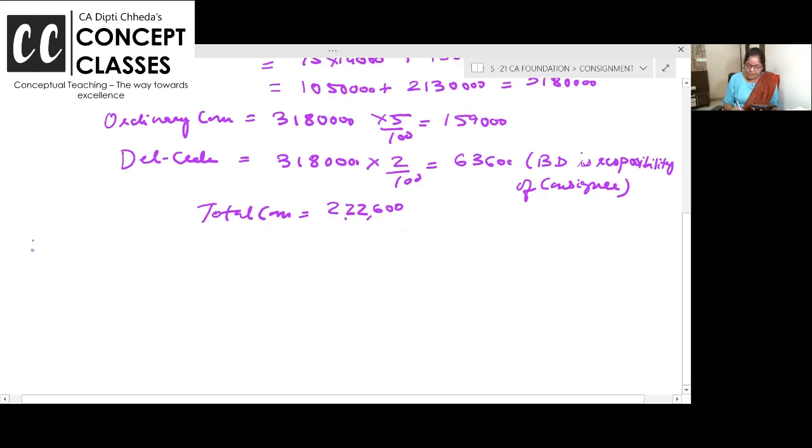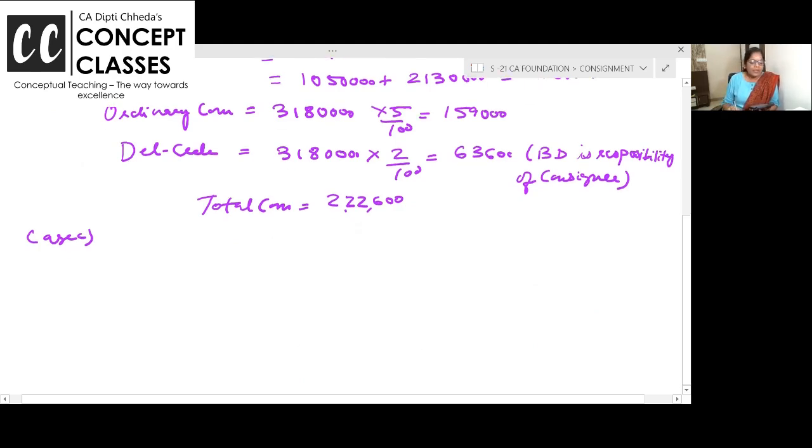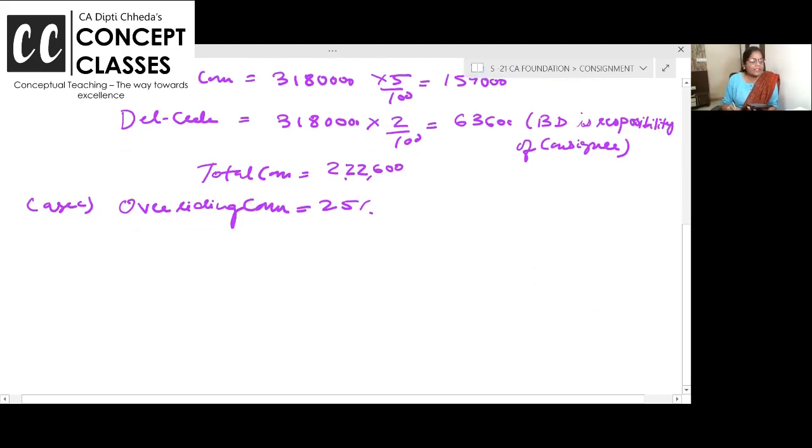Clear? Chalo, let us take case C. Y was entitled to ordinary commission, del credere commission, and overriding commission on 25% surplus. So these two commissions are ready. We will calculate overriding commission. Overriding commission, I told you it will be at a very high rate. So this time they have given overriding commission 25%. I told you, you sell at this price if you sell above. So let us see what is the data given.